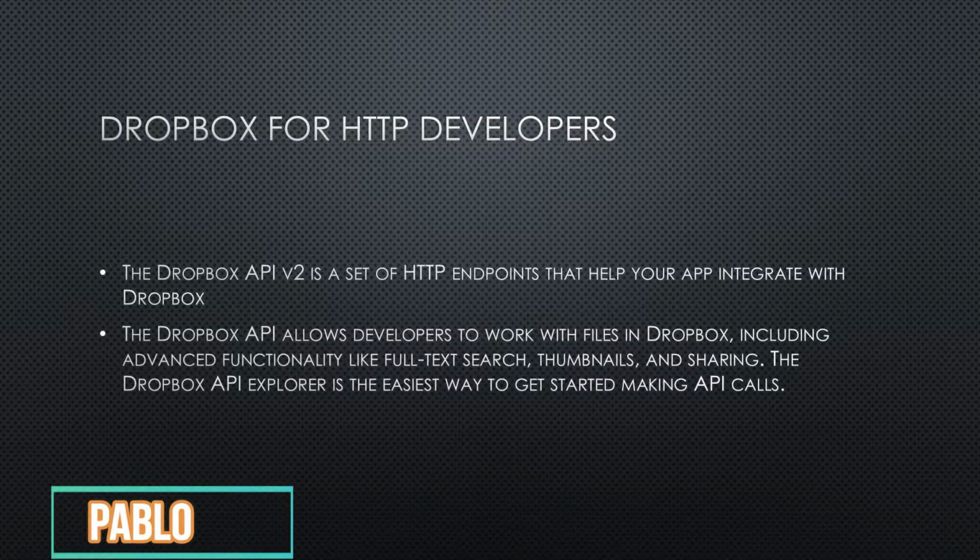Dropbox for HTTP developers. The Dropbox API v2 is a set of HTTP endpoints that help your app integrate with Dropbox. The Dropbox API allows developers to work with files in Dropbox, including advanced functionality like full text search, thumbnails, and sharing. The Dropbox API Explorer is the easiest way to get started making API calls.